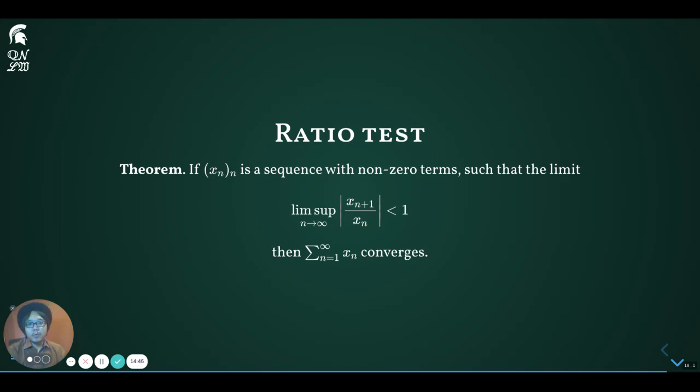The theorem we will prove here says that if x is a sequence with non-zero terms, such that the lim sup of the absolute value of the ratio of the next term over the previous term is less than 1, then the series converges. The assumption of having non-zero terms is just to avoid the possibility of dividing by zero, and does not have a huge significance in the proceedings.